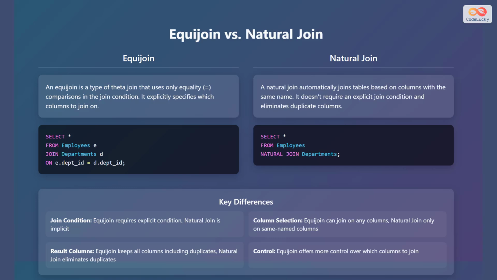Some key differences between them are: Equijoin requires an explicit join condition, while natural join is implicit. Equijoin can join on any columns, but natural join only on same-named columns. Equijoin keeps all columns, including duplicates, while natural join eliminates them. Also, equijoin offers more control over which columns to join.